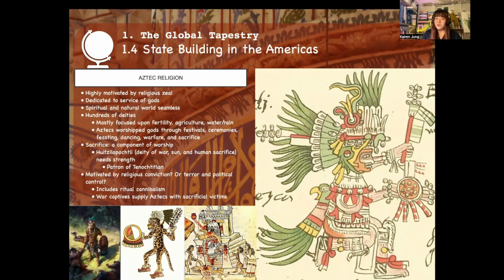And Huitzilopochtli was the deity of war, sun, and the human sacrifice, and this was why the sun would not rise if it didn't taste blood, because Huitzilopochtli feeds on blood. He was the patron saint, or the patron god of Tenochtitlan. Ritual cannibalism, there was a market for human flesh as well. That was also kind of the case in ancient China. So, war captives supplied Aztecs with sacrificial victims. It's amazing what people do to each other throughout the course of human history.